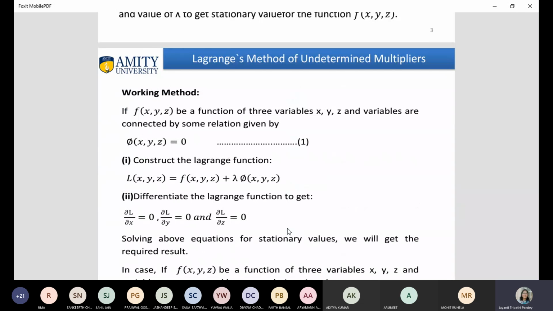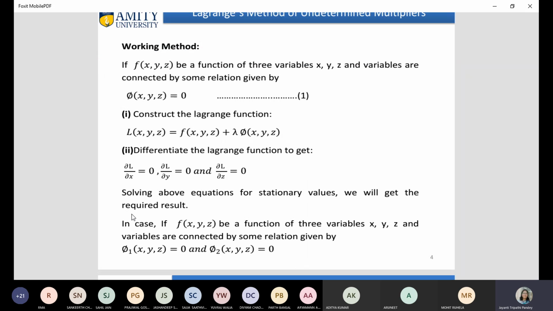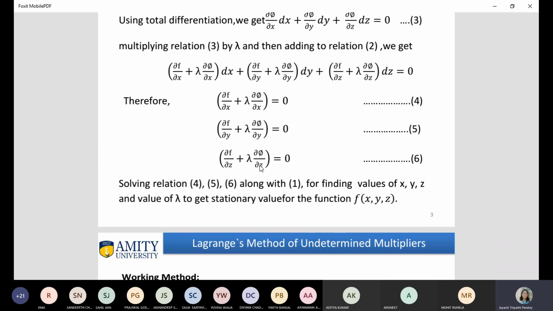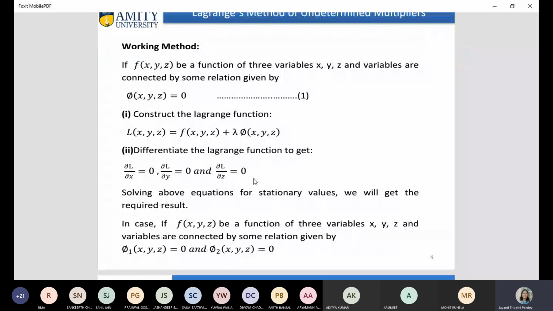The process is very simple. You write the function L. This is Lagrange's function, and Lagrange's function is equal to f plus lambda phi. Differentiate the Lagrange's function to get del L by del x, del L by del y, del L by del z and equate them to 0. When you do this, you will find these three ratios equal to 0.